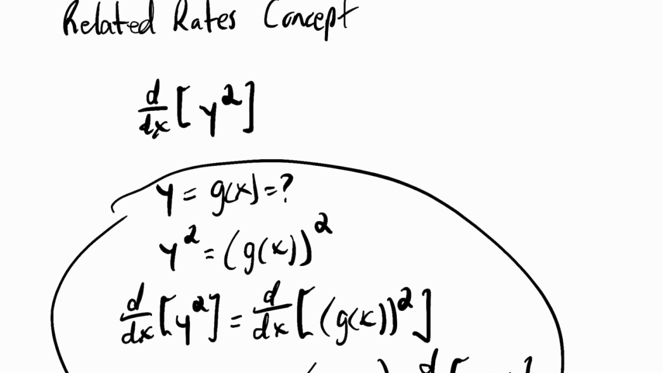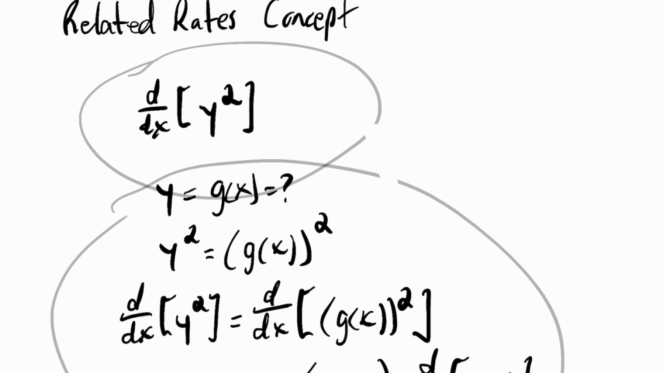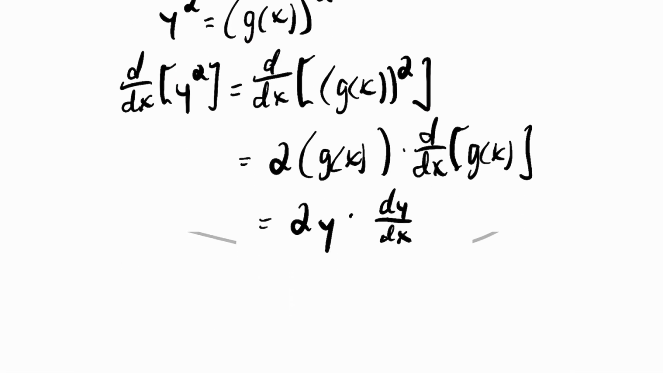When I look at this, I see the outside function is the exponent 2. I'm squaring something, so the derivative is going to be 2 times the inside function, and then times the derivative of that inside function. That's just a survey of implicit differentiation. Now, how does this relate to related rates? In related rates, instead of having derivatives with respect to x, we're going to have derivatives with respect to t, time.